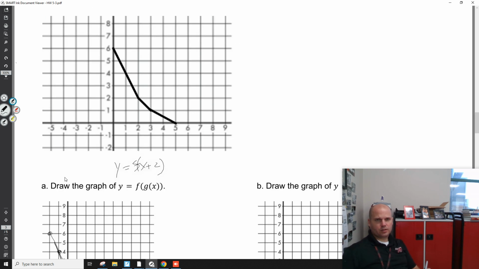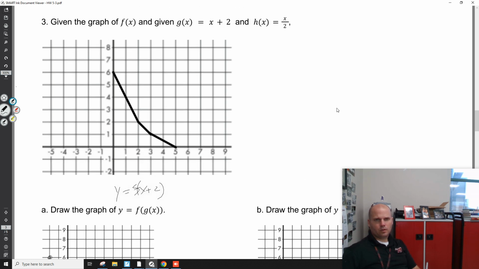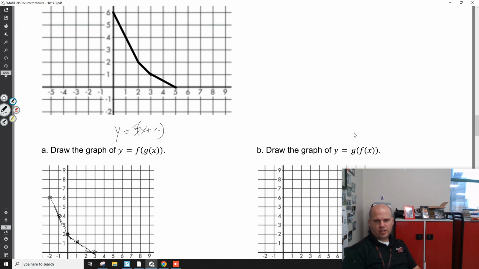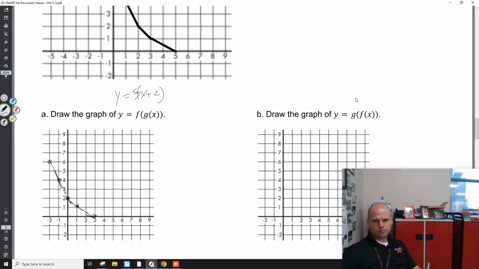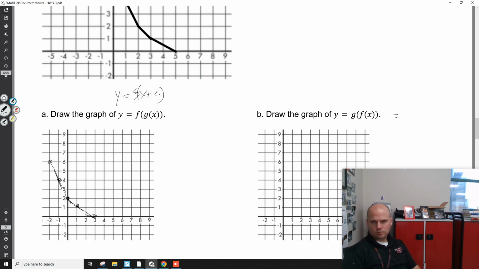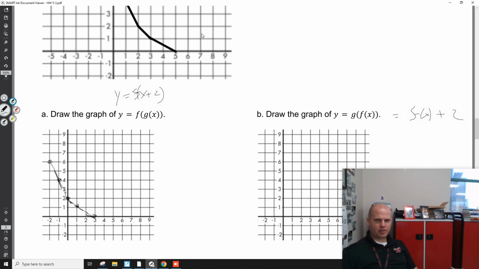g of f of x. Okay. So g of x would be f of x plus 2. That's interesting how that pops up. It's a little bit interesting. g of f of x would be f of x plus 2. I'm just plugging in f of x where g is. I haven't done this with notation, so that's a little bit interesting.